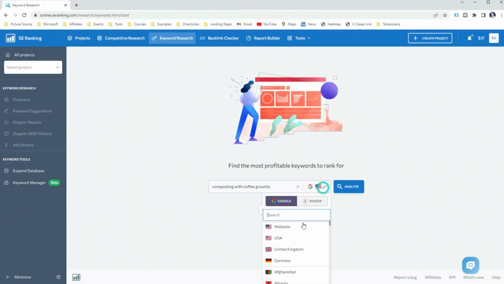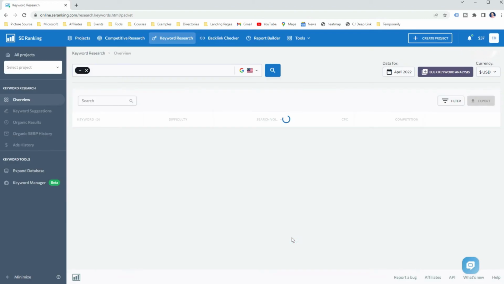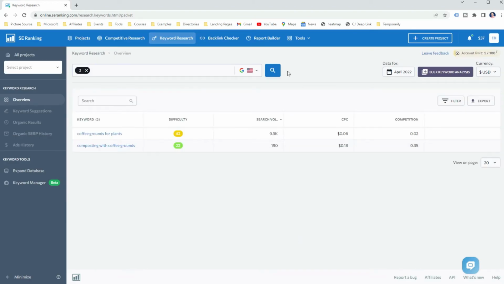So, to see which primary keyword is better to target and which one to make the secondary keyword, I simply compare the search volume of those two keywords, and the one with higher search volume will win. Based on this, I know the keyword "coffee grounds for plants" has way better potential for me. So it will be the primary keyword, and "composting with coffee grounds" will be the secondary keyword.